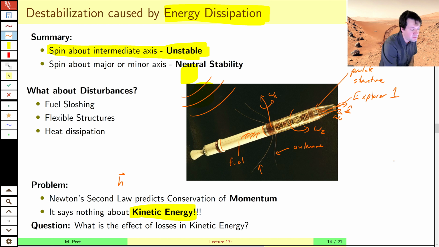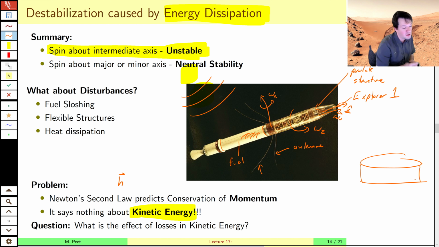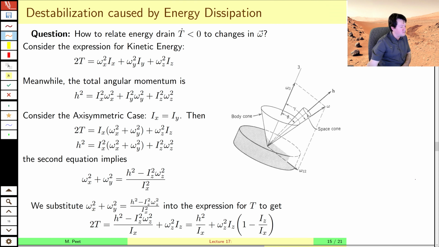So if you see modern spacecraft, they tend to be fat. They tend to be oblate. And why do all our spacecraft look oblate, where all our missiles look prolate? Well, in the atmosphere, we can dissipate these disturbances into the atmosphere, but we can't do that in space. And so that's the problem.